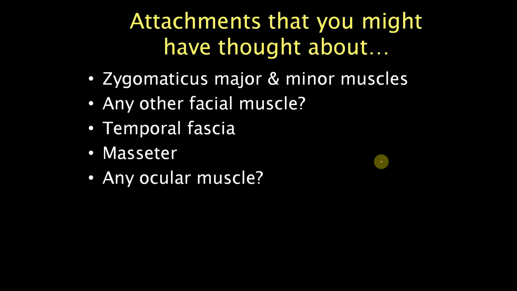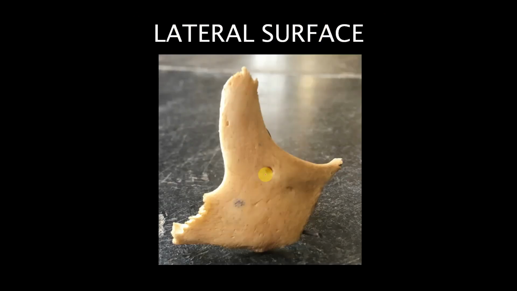So let us take a look at the features of these surfaces and borders. The lateral surface or the facial surface shows one foramen. This is called the zygomaticofacial foramen, which transmits zygomaticofacial nerve and vessels. Below this, there are the attachments of the zygomaticus major muscle posteriorly and the zygomaticus minor muscle anteriorly. At this medial projection of the lateral surface below the orbital margin, there is the attachment of levator labii superioris.